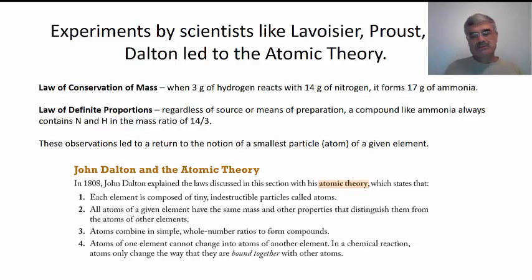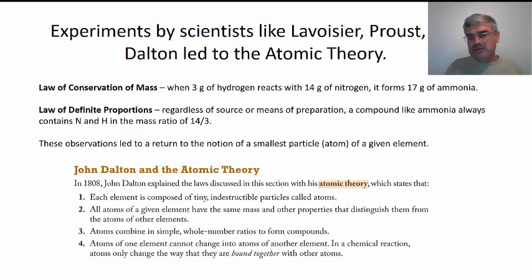Some of the important laws that were discovered along the way were, one, the law of conservation of mass. The way to explain that is, 3 grams of hydrogen will react with 14 grams of nitrogen to form 17 grams of ammonia. That is, they're additive, and the product weighs the sum of the 2 reactants. So that's the conservation of mass.